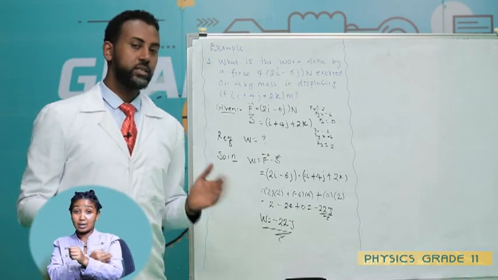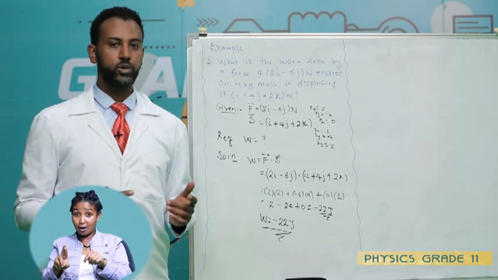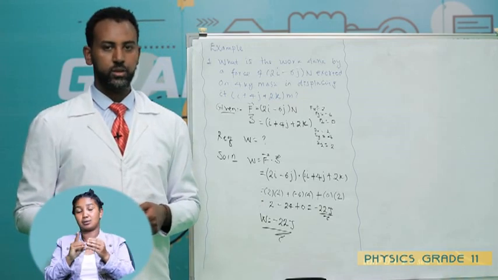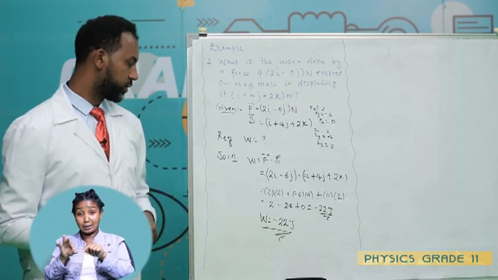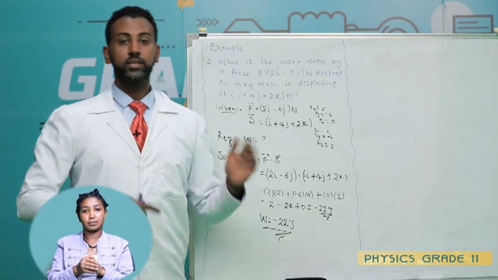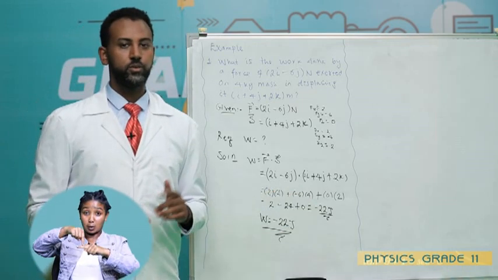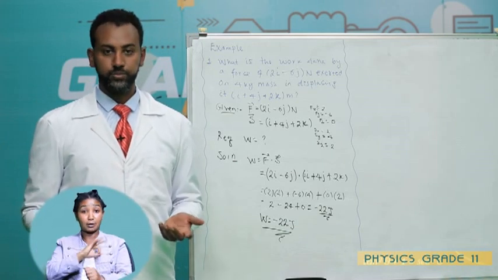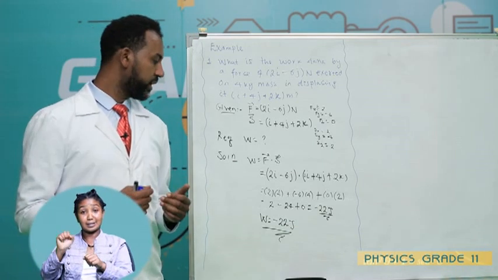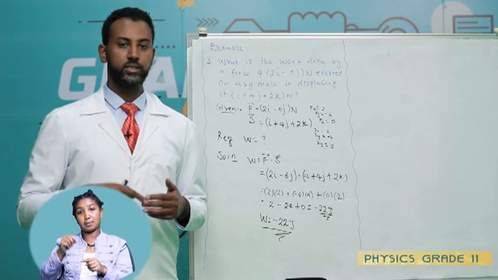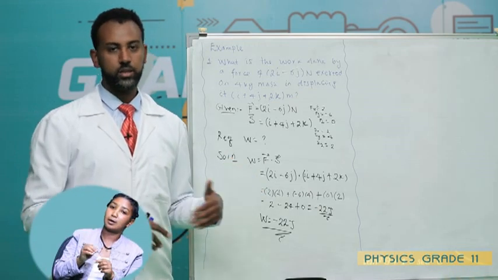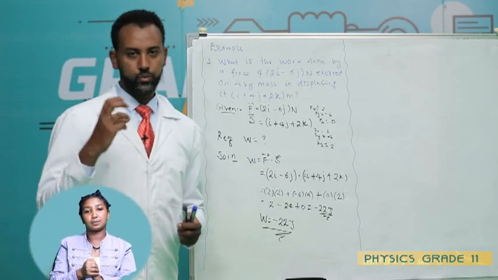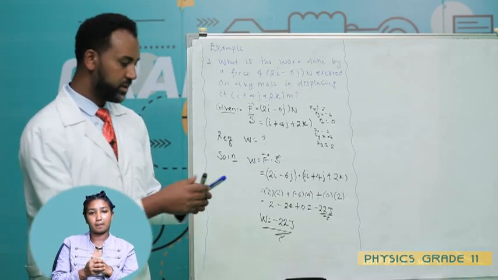Well, when work is negative, it means that the force and the displacement are in opposite direction. They are parallel but opposite in direction. When force and displacement are perpendicular to one another, the work is 0. When force and displacement are parallel, the work becomes positive. Therefore, work can be negative, work can be 0, or work can be positive.